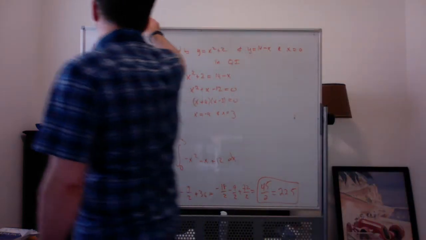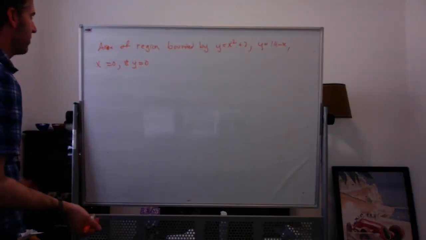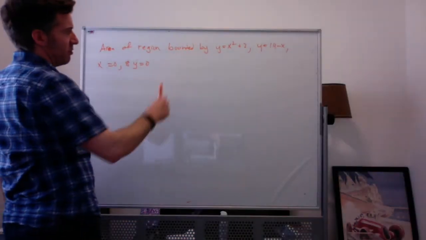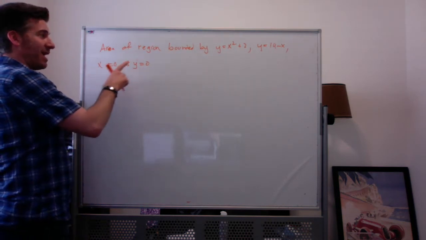On the other side, we have almost the same question, but it's going to be slightly different. It's going to make a big difference. So now, the area of the region bounded by y equals x squared plus 2, y equals 14 minus x, x equals 0, and y equals 0.